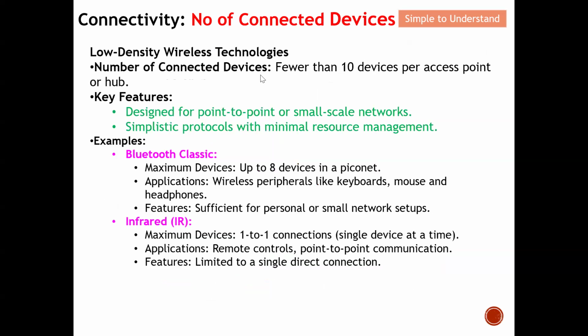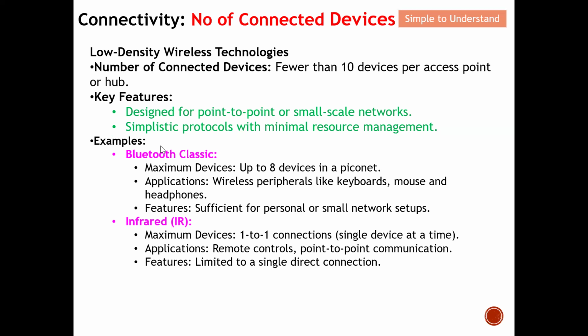For low density, the number of connected devices is very few, probably fewer than 10 devices per access point or hub. An access point can be a gateway or hub. So they can only support up to 10 devices. The key feature is that they are designed for point to point or small scale networks, from transmitter to receiver. It's not a mesh deployment, mainly point to point or a very small scale network. The protocol is simple with minimum resource management. Because you don't have a lot of devices connected to the gateway, anything in the protocol will be simplified.